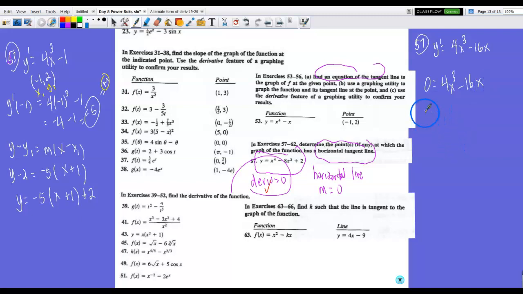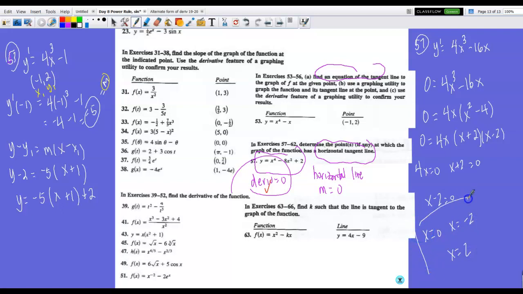To solve that equation, I'm going to factor out the common factor of 4x. That leaves me with x squared minus 4, which of course is factorable. So I get 4x times x plus 2 times x minus 2. I'm going to set each factor equal to 0 and solve. So I get x equal to 0, x equal to negative 2, x equal to positive 2. So there are 3 places on that graph where there are horizontal tangents.